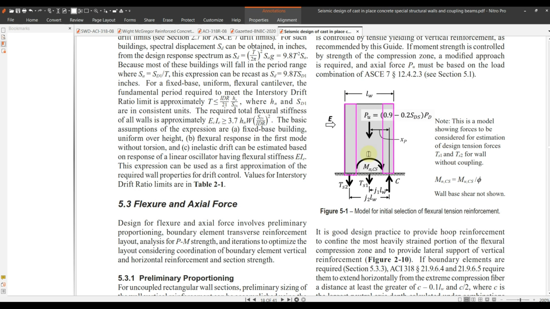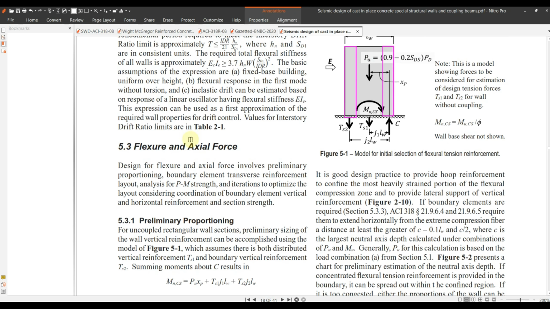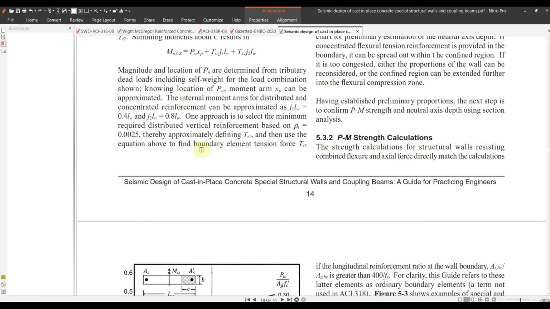So if you have a bending moment like this, this is your compression zone, this is your tension zone. The detailed calculation, if you want to know, you can go through Wight and MacGregor's book, chapter 18. They have a structural wall chapter in that.